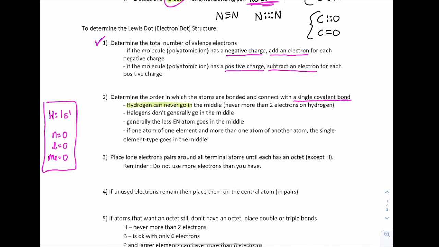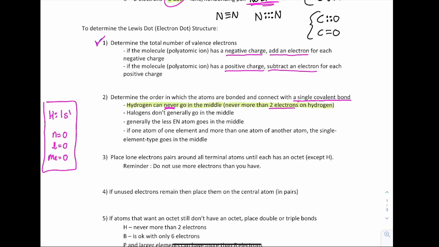So hydrogen can never, ever go in the middle, right? Never more than 2 electrons on hydrogen. That's our maximum. So if I give you something like C3H8, bond all the carbons together and then put all the hydrogens around the outside. My next rule is halogens don't generally go in the middle. Sometimes they do, but it's a good place to start, if you don't know where to start, to not put them in the middle.